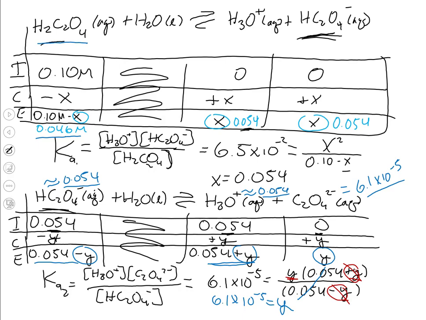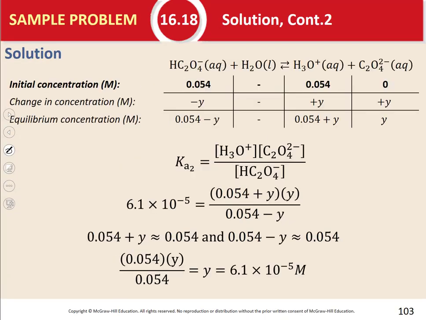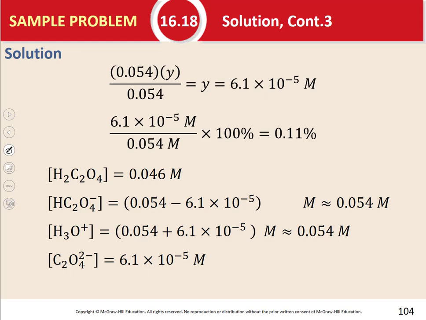If you wanted at this point to find the pH, what would we do? Good. Negative log of the hydronium ion concentration, so negative log of that 0.054. Yeah. 0.046, 0.044, 0.054, and the 6.1 times 10 to the negative fifth.